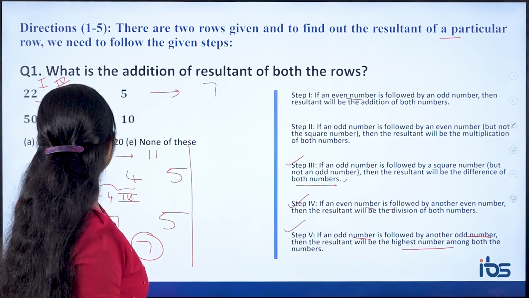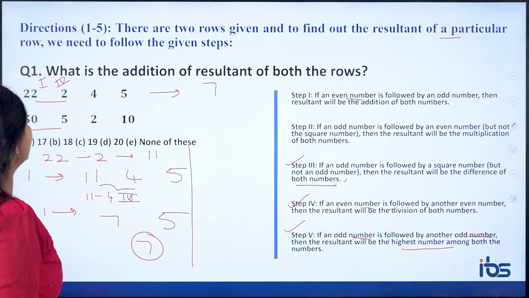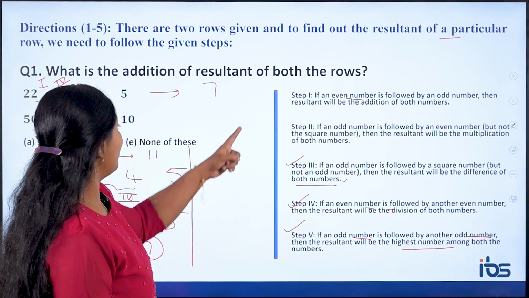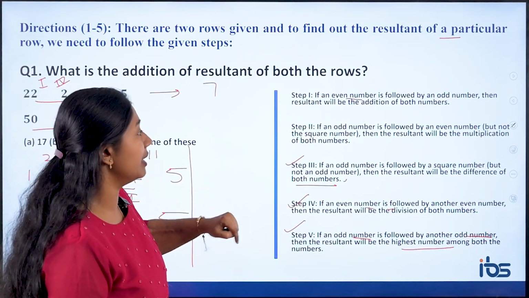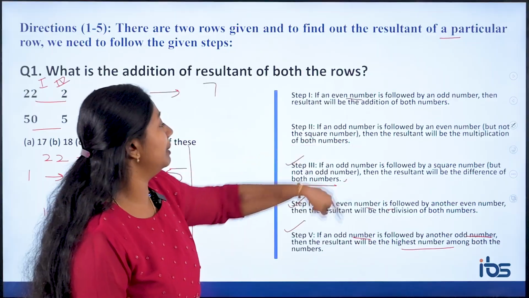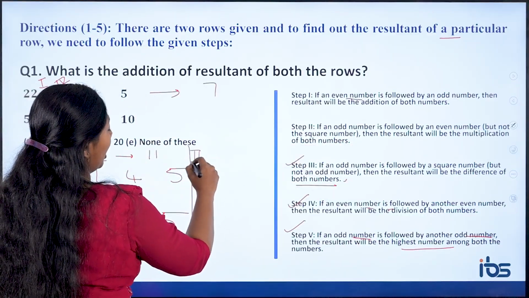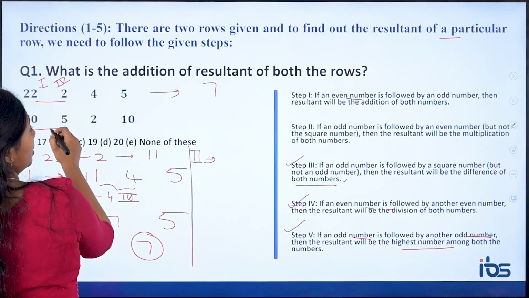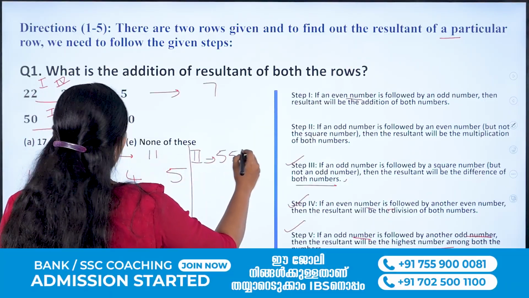Now if you see the next number, 50 followed by 5. 50 is an even number followed by an odd number. Then the resultant will be the addition of both the numbers. So in row 2, if you follow step 1 and add these two, you will get 55.